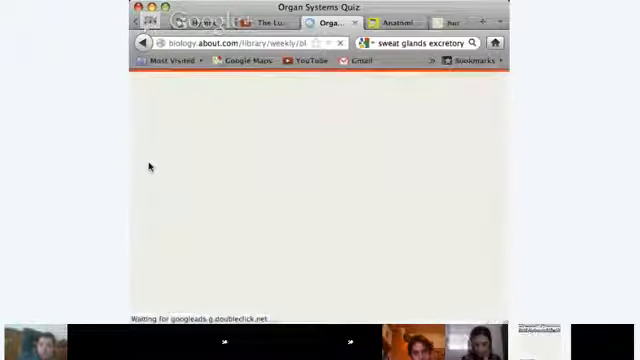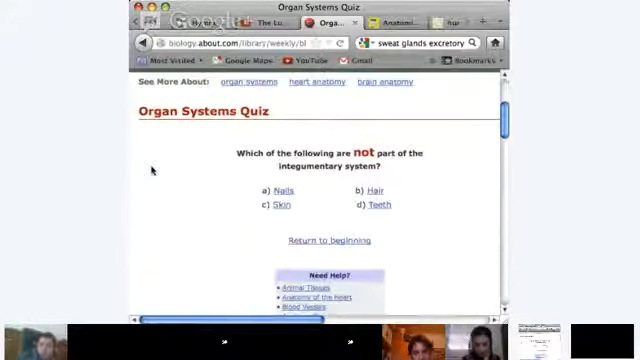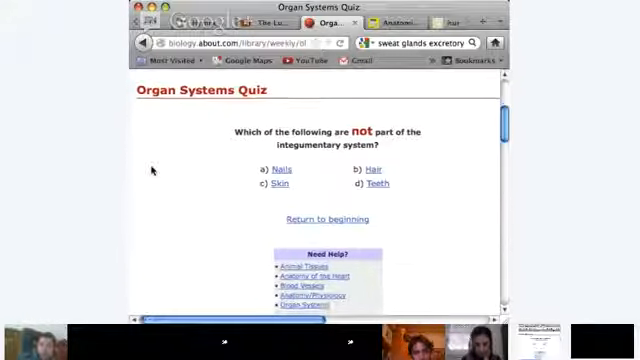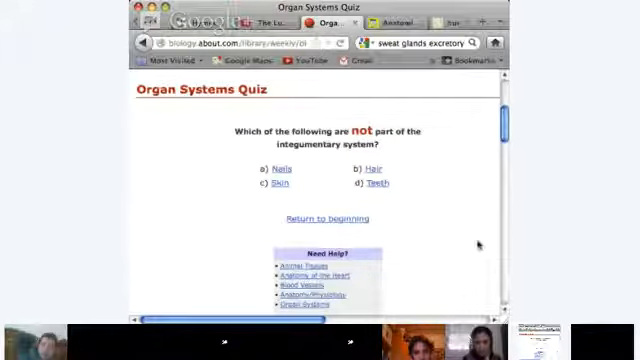All right, next one. We didn't really talk about this system in our diagram, but let's see if you can figure it out. Which of the following are not part of the integumentary system? Teeth. All right, good. Yeah, that's what I would say. Teeth. What is the integumentary system? What does the integumentary system do? It has to do with your skin.